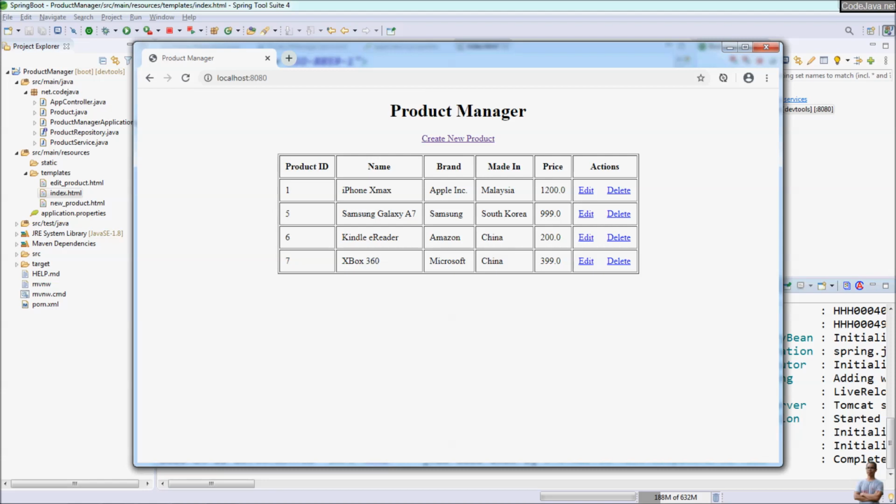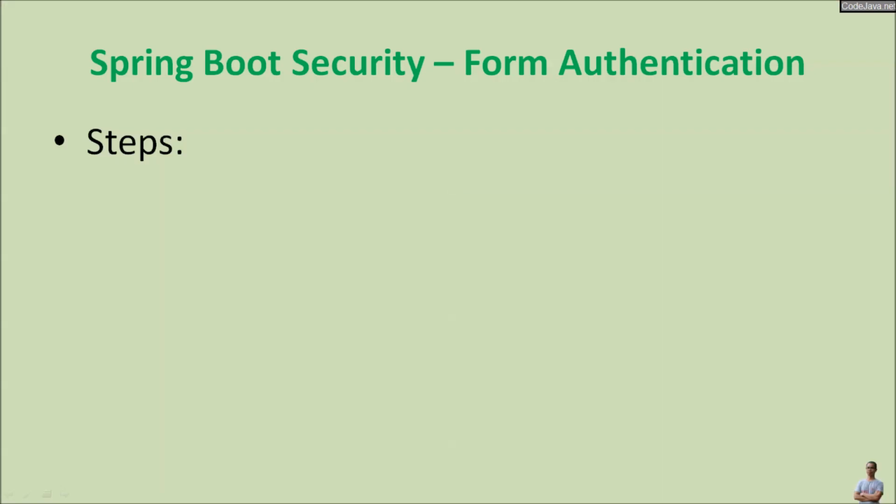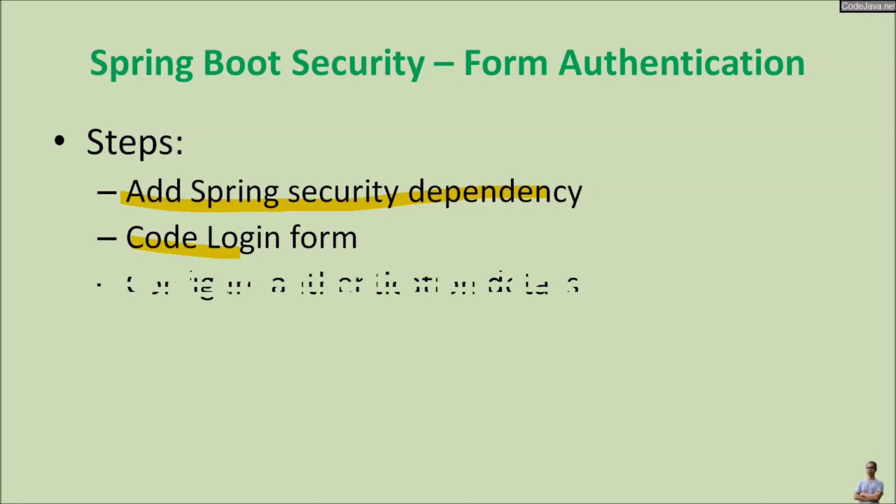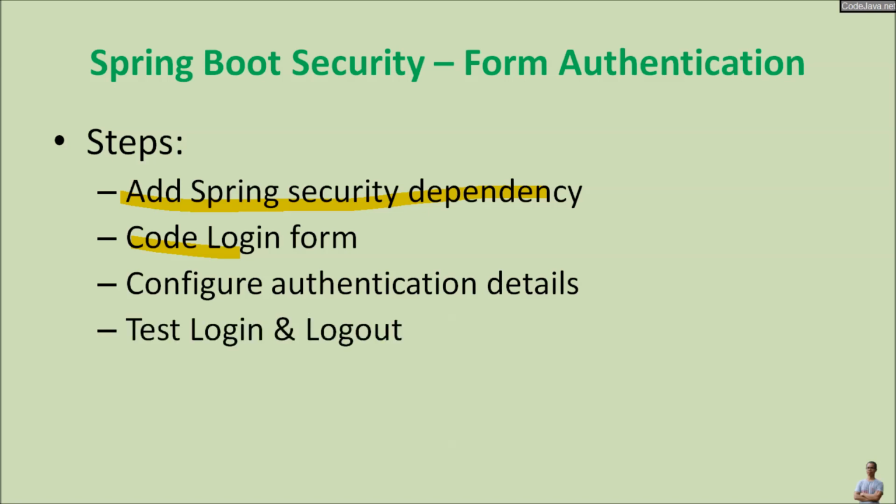Require the user to enter username and password to access the features of the application. And here are the steps you need to follow to implement form authentication for our Spring Boot application. First, we need to add the Spring Security dependency to the project, and then we code the login form, and then we configure authentication details like in-memory users and login settings, logout settings, and then we test login and logout. And bonus, I will show you how to code authorization.